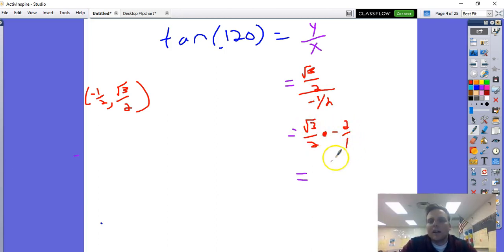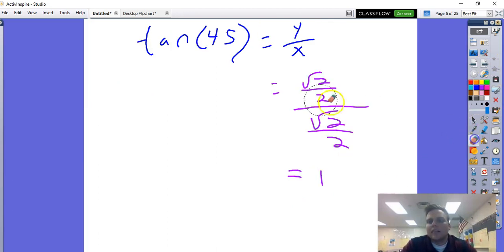Now I multiply across, so it's going to give me negative 2 square root of 3 over 2, because 2 times 1 is just 2. The 2's cancel, and you're left with just negative square root of 3. And there you go. Alright, let's go on to our next example.